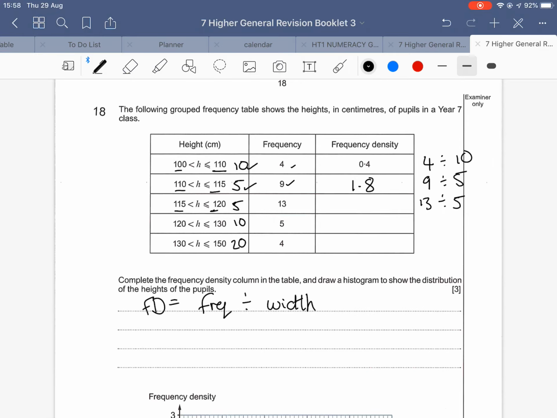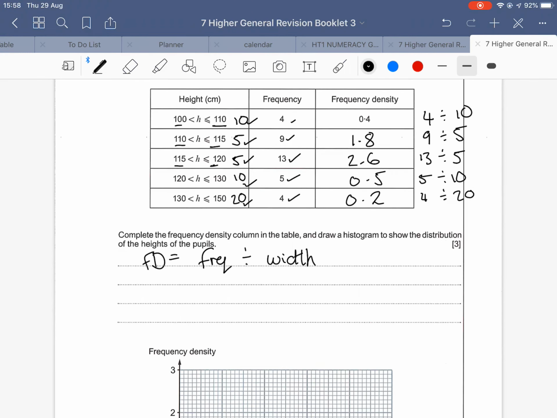Next one they did 13 divided by 5, which is 2.6. Next one they did 5 divided by 10, so 0.5. And the bottom one they did 4 divided by 20, because the frequency is 4 and the class width is 20, so that gives 0.2. So I filled out my frequency density table, and that is 3 marks.